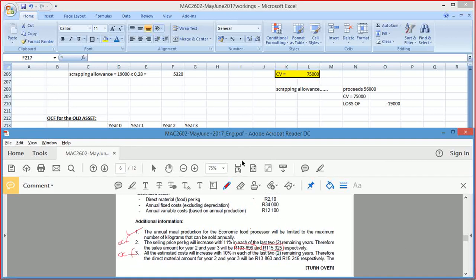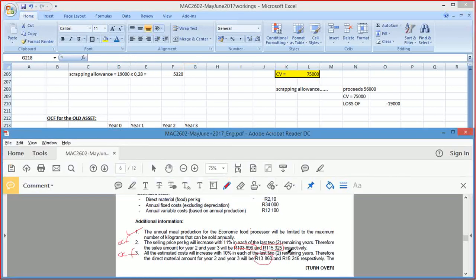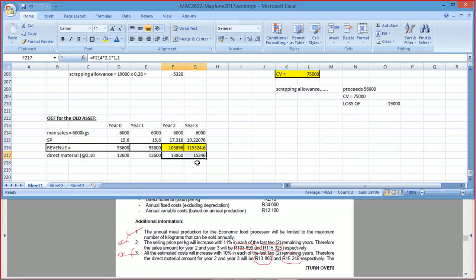Okay, so where's my direct material? Direct material at 2 rand 10. So 2 rand 10, times 2.1, and then times 2.1 times how much does it increase by? 10%. And then increase by another 10%. Okay, see, those figures are the same. Yes, sir. They must be the same.